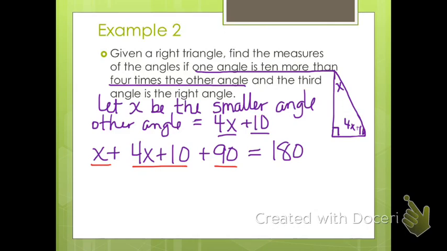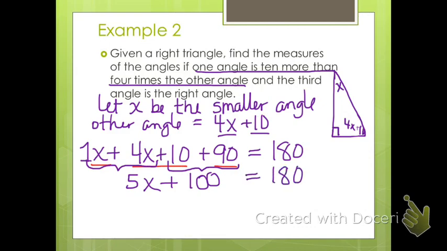Okay, so I want to write that equation a little bit simpler. So I'm going to combine the things I can combine. I know I can take 90 plus 10 and make it 100. And I also know that if I have 1 times the variable, and over here I've got 4 times the variable, I add those together and I get 5 times the variable. So 5x plus 100 is equal to 180. Okay, so then all I've done so far is write the equation and write the expression for the sum of the angles more simply. But now I can use my properties of equality.